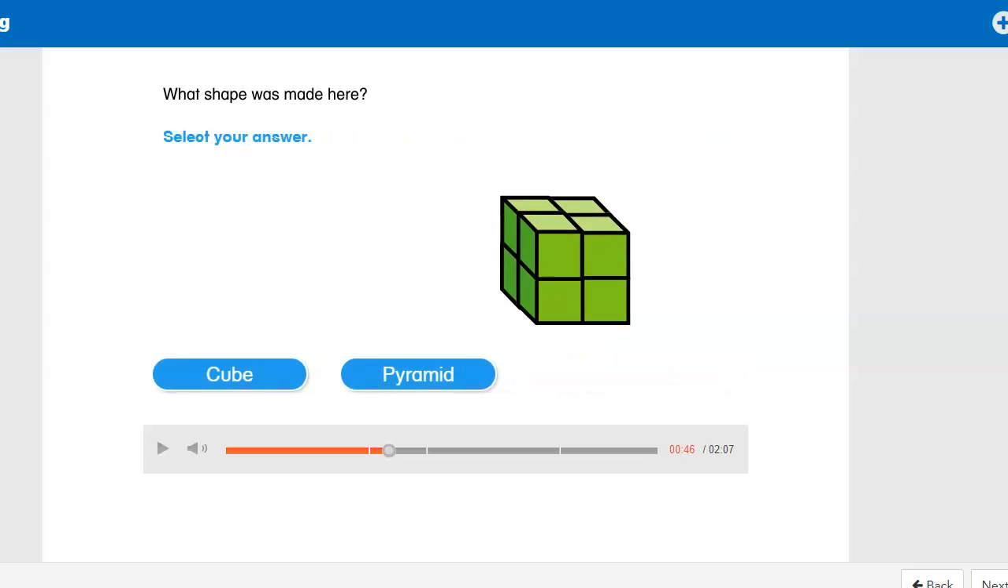Select your answer. All right, boys and girls, is this a picture of a cube or a pyramid? A cube has 6 faces and 8 vertices. So is this a picture of a cube or a pyramid? A cube.